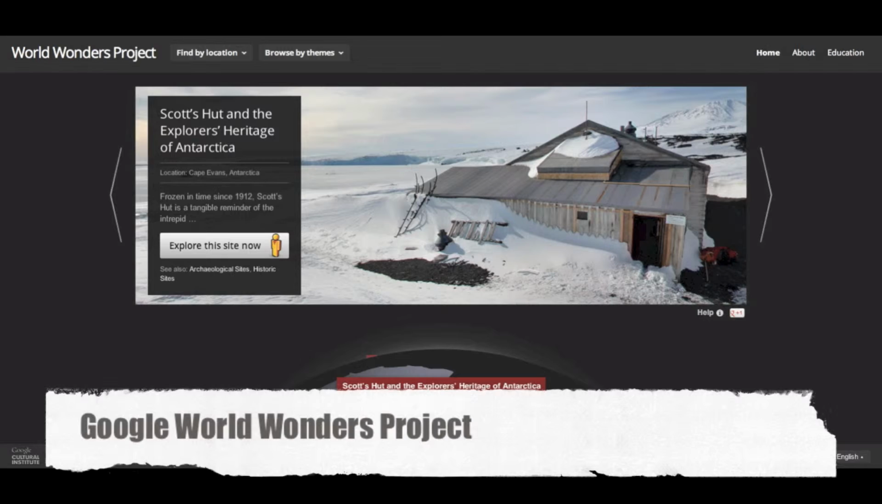I would love to take my students on a field trip to another country. However, that's really not possible at this point. So the next best thing would be a simulated field trip. The Google World Wonders project provides that opportunity. Students can virtually visit another location without even leaving the comfort of their own classroom.